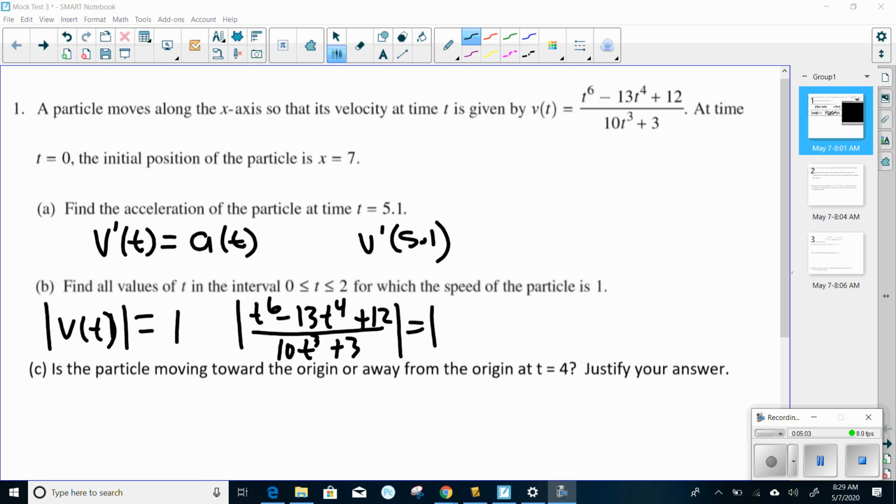Hey, C, just be careful on the scoring guide. Part C had another part to it.